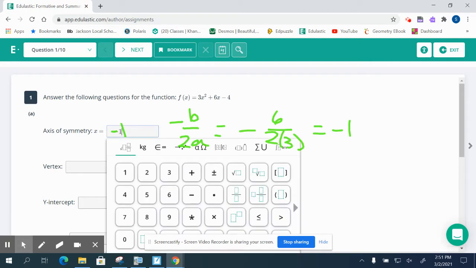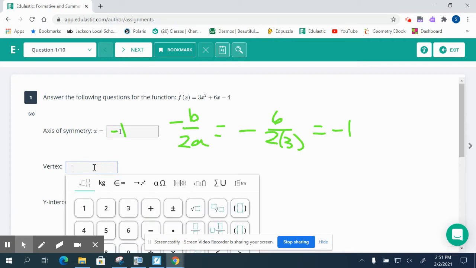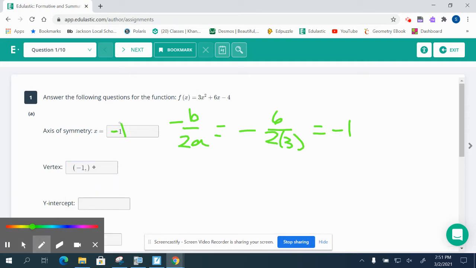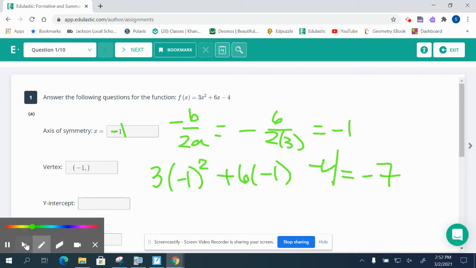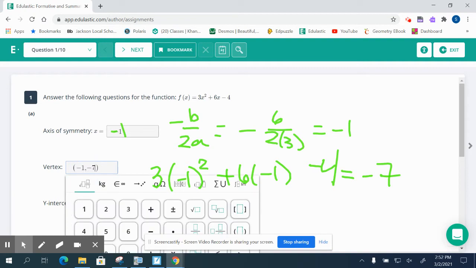Negative 1. And then for the vertex, you would write negative 1, comma, and then the y-coordinate of the vertex you get by plugging negative 1 back into your equation for x. So you would write 3 times (negative 1) squared plus 6 times negative 1 minus 4. Make sure you put parentheses around the negative 1, and the squared goes after the parentheses. If you type this in your calculator or the little Desmos button up there, which is really useful, you would get negative 7. So negative 1, comma, negative 7 is your vertex.